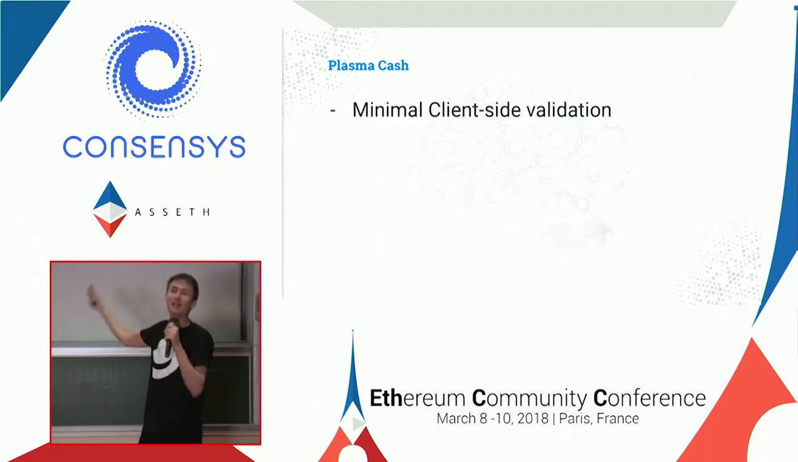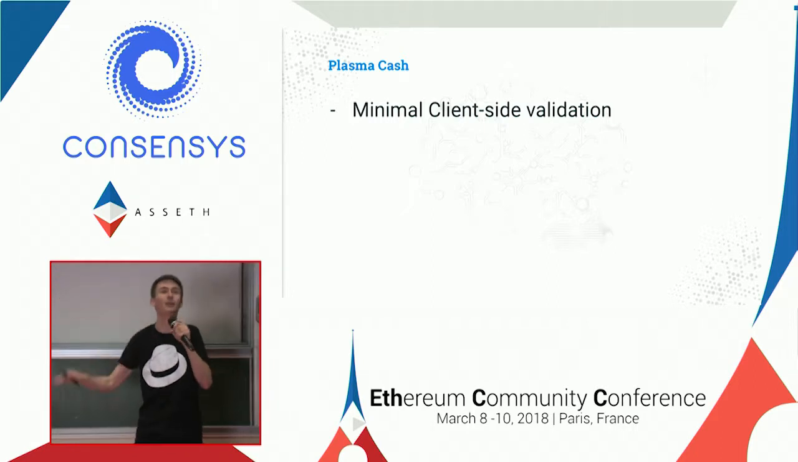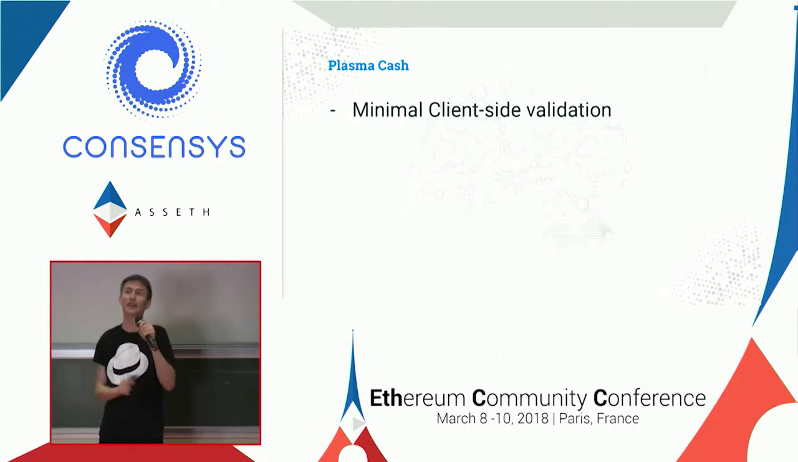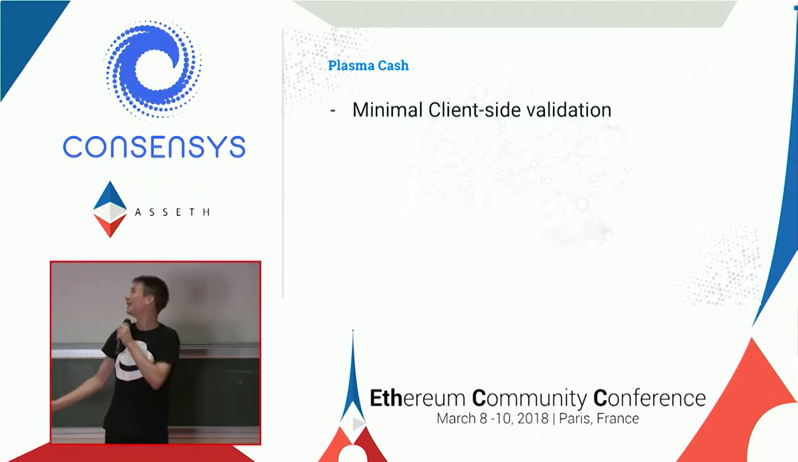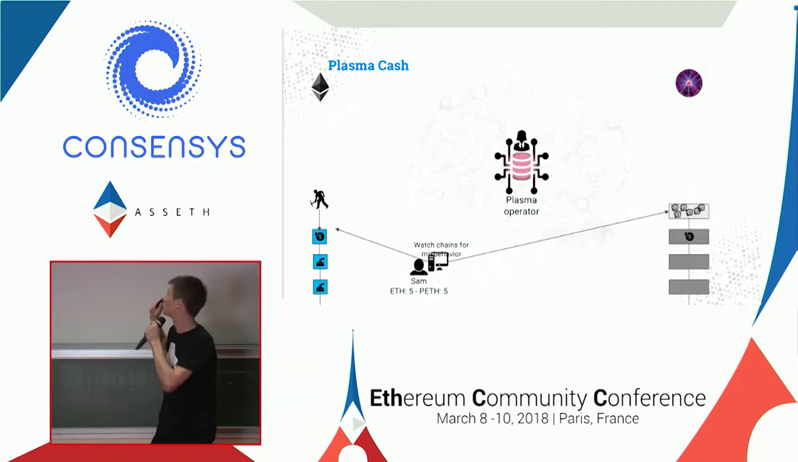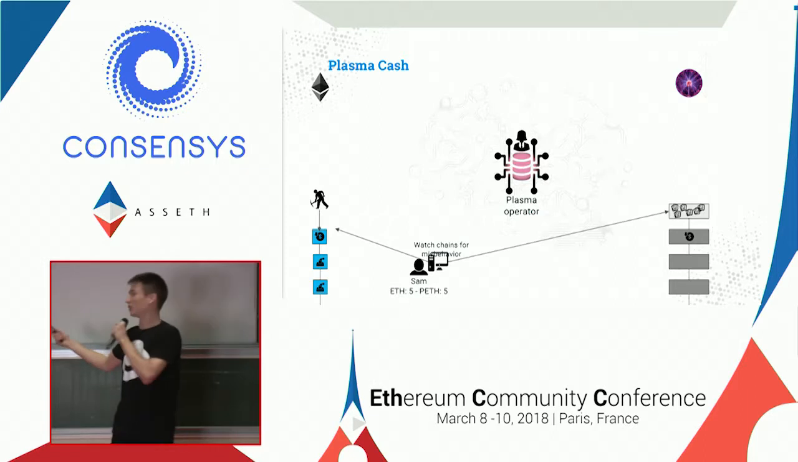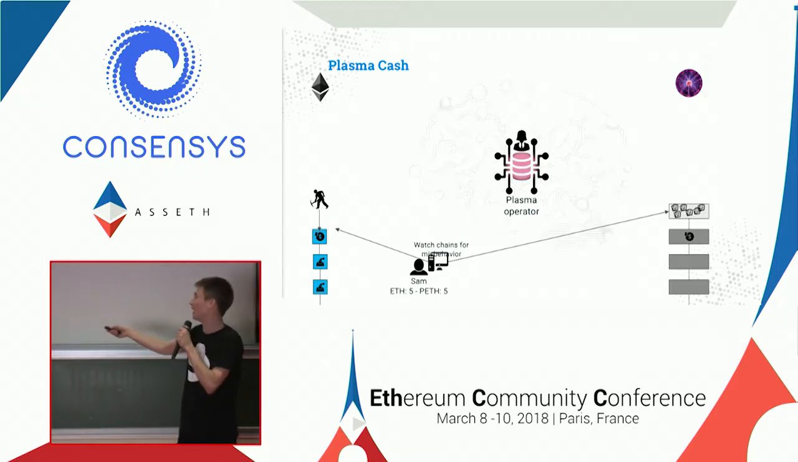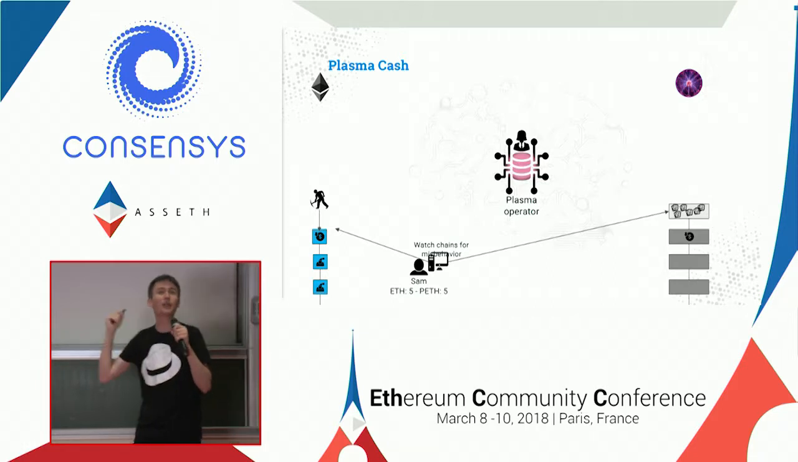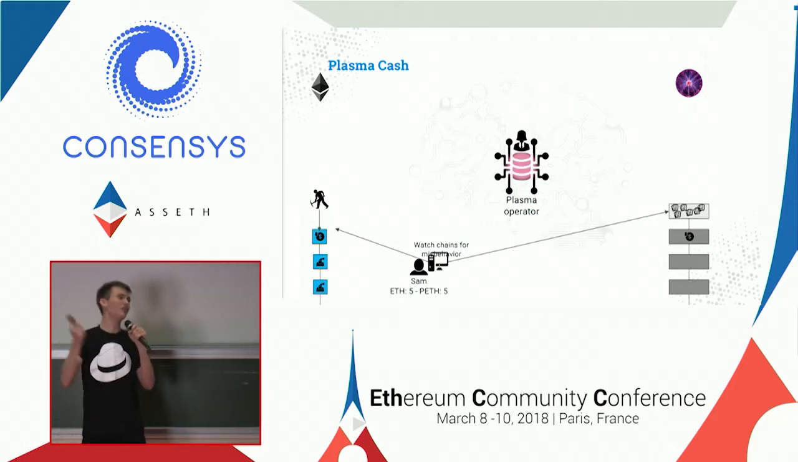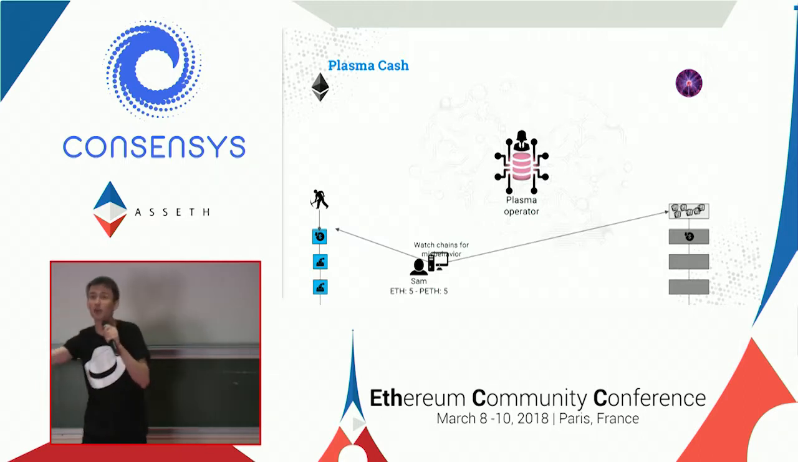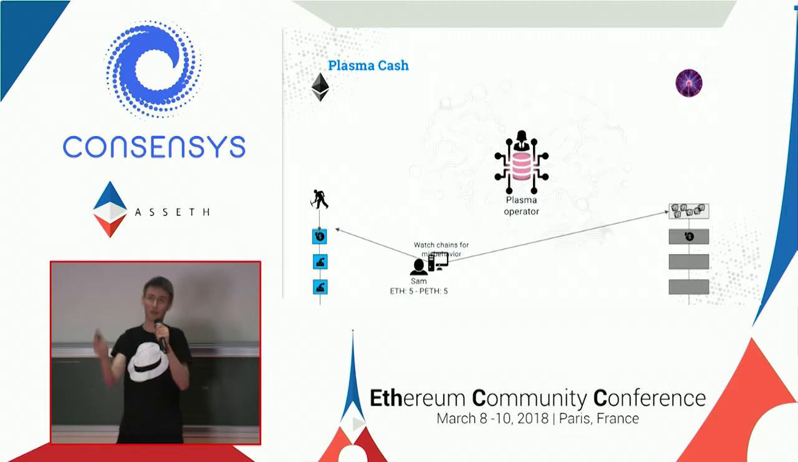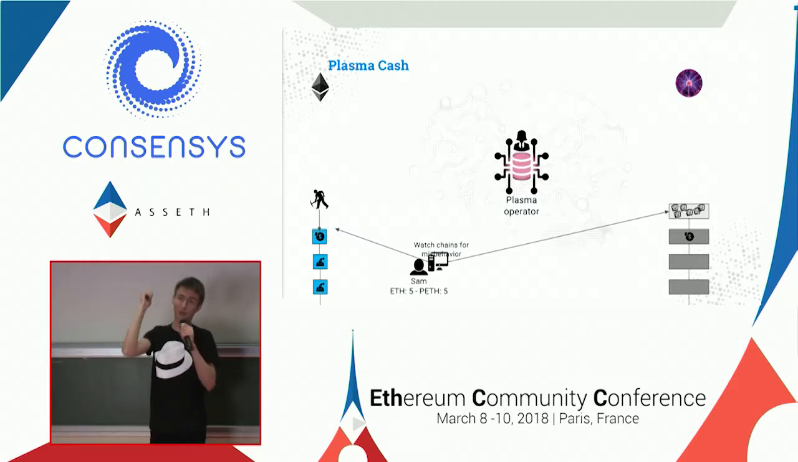Anyway, so minimal client. There are a couple nice things about Plasma Cash. There are pros and cons for all of these Plasma designs. Remember, the important part of this is it's a family of designs. Now, Plasma Cash has minimum client validation. So clients are watching for misbehavior. In the previous Plasma chain, the clients would have to download all of the blocks and validate all of the state transitions. Because the Plasma operator could at any point create out of thin air a bunch of tokens that increased the balance really high and then just exit with everyone's coins.